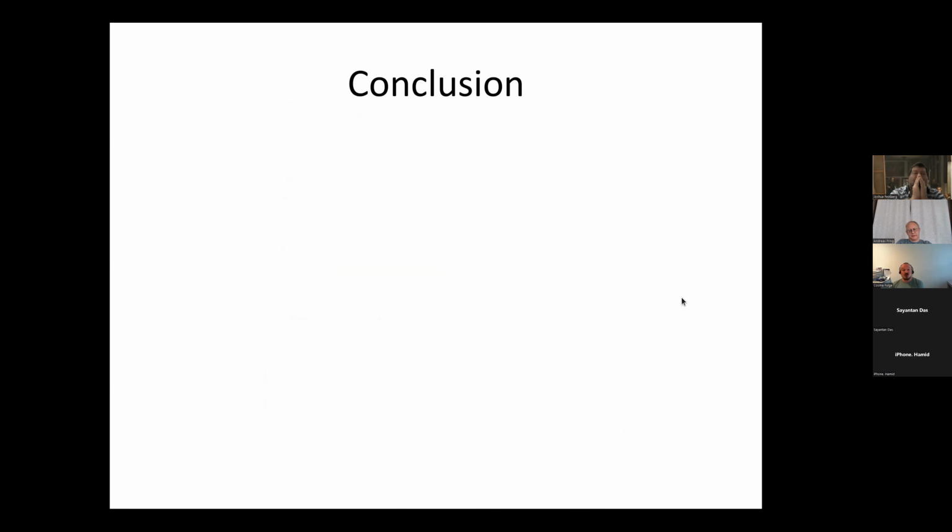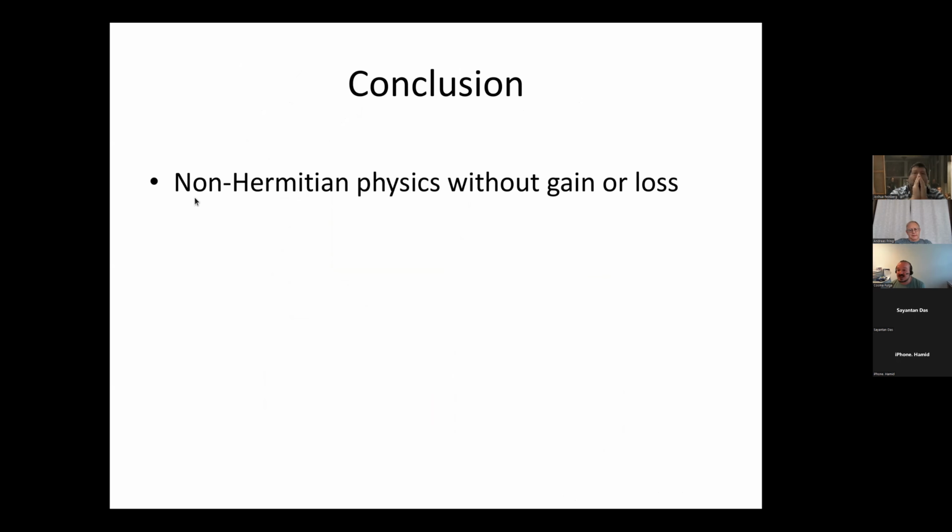Good. So in conclusion, I have shown you that you can get non-Hermitian physics without gain and loss. What this means is that there are many operators in life, and some of these operators are Hamiltonians, and some of these are not Hamiltonians. For some of them, it turns out that they are non-Hermitian just by themselves. For Hamiltonians, you have to do some work to get them to be non-Hermitian. But the reflection matrix, which maps incoming waves to outgoing waves, is just non-Hermitian by itself.